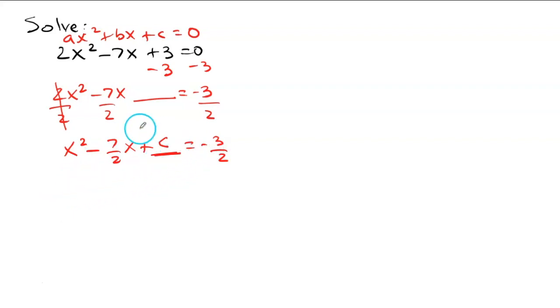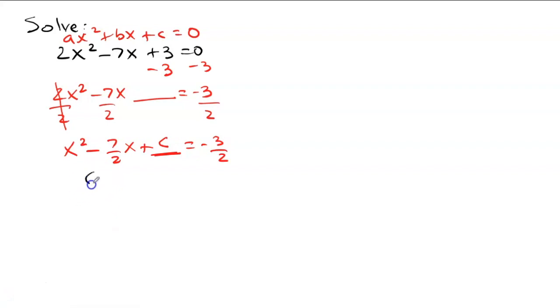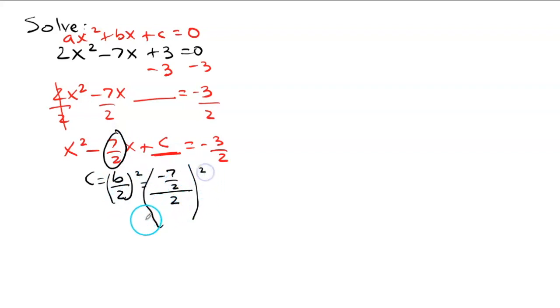Next, I need to find the value of c. How do I find the value of c? So the value of c, technically speaking, is b divided by 2 to the second power. What's b? b is any value that is in front of the x. In this case, this is in front of the x. Negative 7 over 2 divided by 2, everything to the second power.